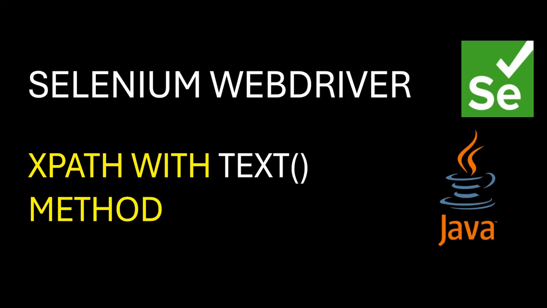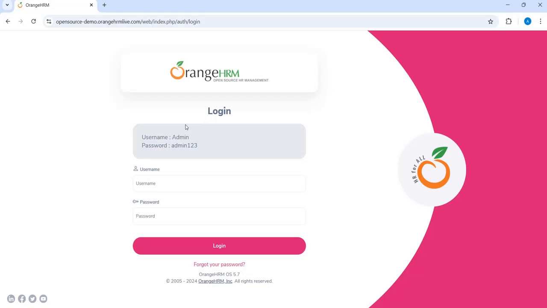Let's get started. If we come to our application, certain times you do not have any attributes to identify. At that time, it is better to choose the text of it. Suppose in case of login, you don't have any attribute. Using the inner text of that particular tag, we can identify the element.